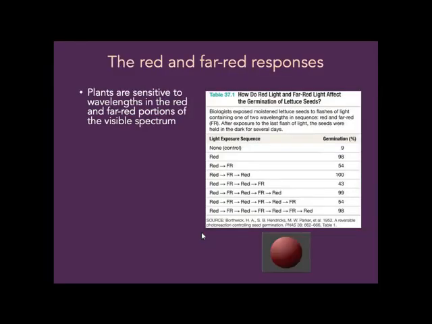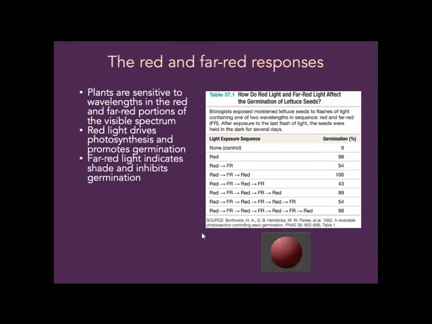All right, so plants are sensitive to wavelengths in the red and far red portion of the visible spectrum. And this is a series of experiments where we do funny tricks with red light and plants. So red light drives photosynthesis, which you know what that is, and promotes germination. Germination just refers to sprouting, so making seeds sprout. But far red light, so if you shift the wavelength into the far red zone, it indicates shade and it inhibits or stops germination. So red light and far red light have opposite effects on photosynthesis and germination.